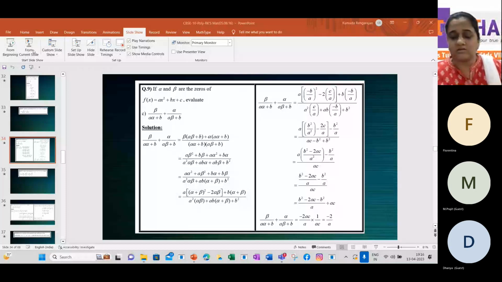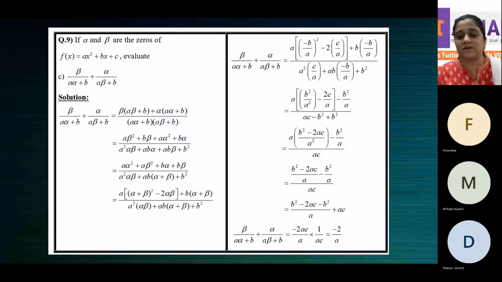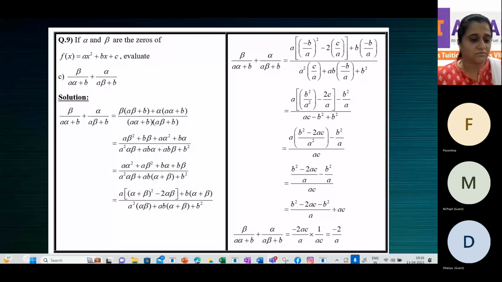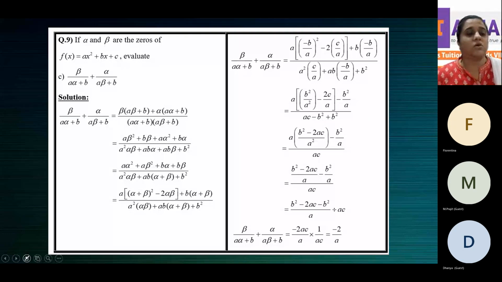All right. So this one: if alpha and beta are the zeros of the polynomial f of x equal to ax squared plus bx plus c, then evaluate. We need to find the value of this expression: beta by (a alpha plus b) plus alpha by (a beta plus b).